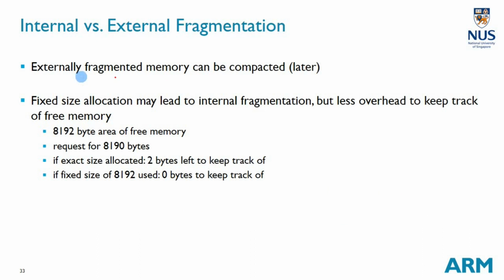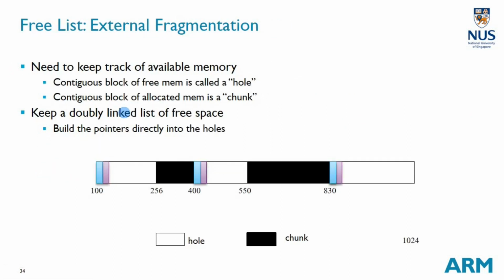Externally fragmented memory can be compacted, which we will be seeing shortly. Fixed size allocation, as we saw, leads to internal fragmentation, but there is less overhead to keep track of free memory. So what is this keeping track all about? Let's see now.